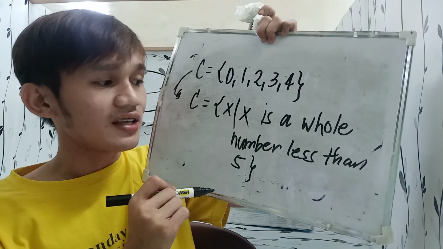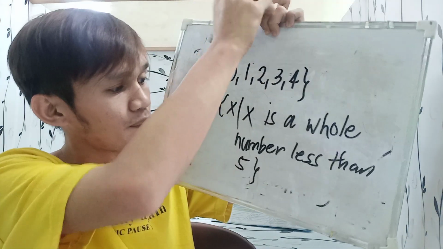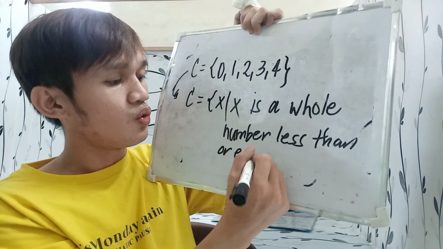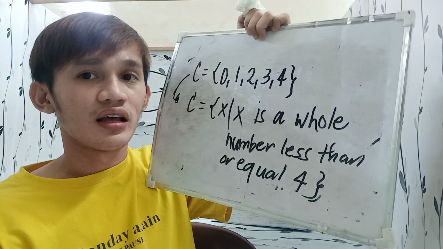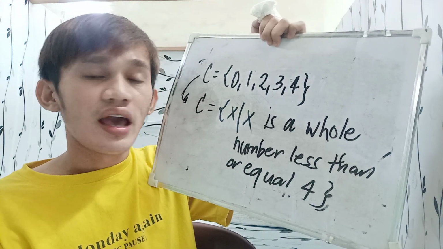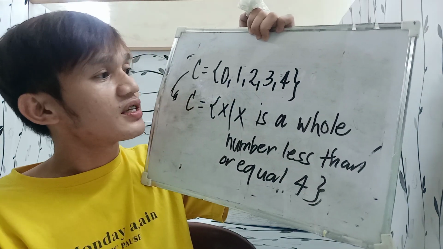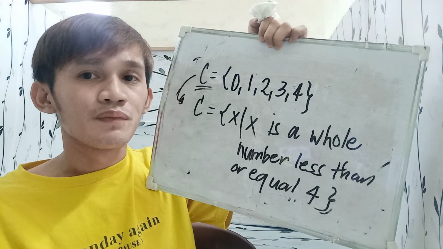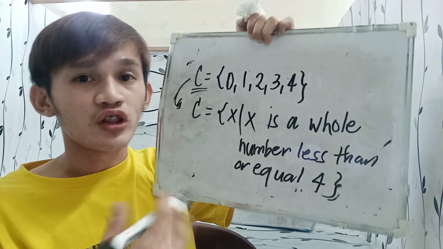Meaning to say, since that is less than 5, 4 is included. Or it could be less than or equal to 4, meaning 4 is also included. So all of the whole numbers that are less than 4, and 4 is also included, are the elements in the set C. And that is how you write a set in roster method and set builder form or notation.